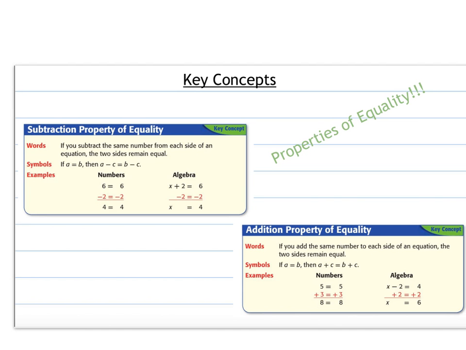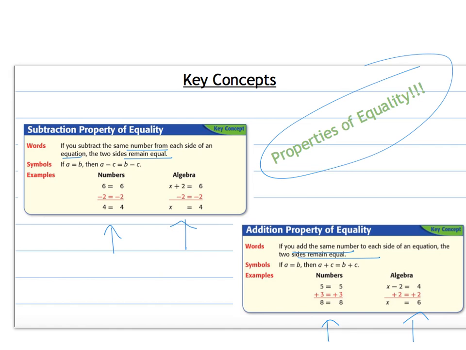So last little bit, this slide here is for key concepts. Remember your properties of equality: if you subtract the same number from either side of an equation, the two sides remain equal. Just like if you add the same number to each side of the equation, they will stay equal. So some examples in numbers and some examples in algebra.